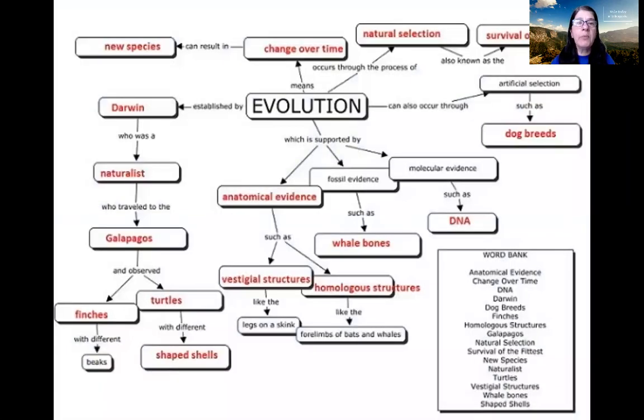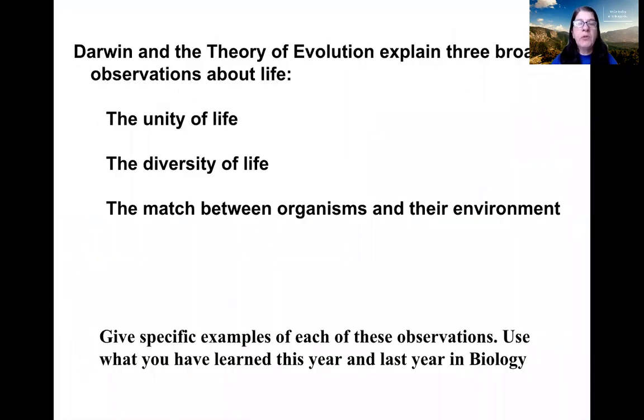And in this slide, you will see a graphic organizer that delineates what evolution is, what the evidence for it is, and how the theory was developed. So it simply summarizes everything we're going to be talking about. So Darwin, in his theory of evolution, explained three broad observations about life. One, the unity of life. Two, the diversity of life. And three, the match between an organism and their environment.